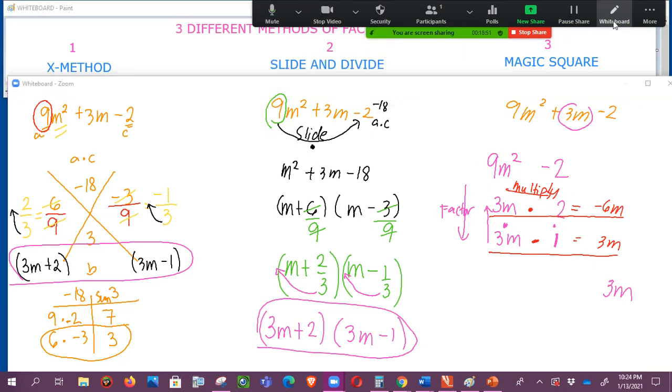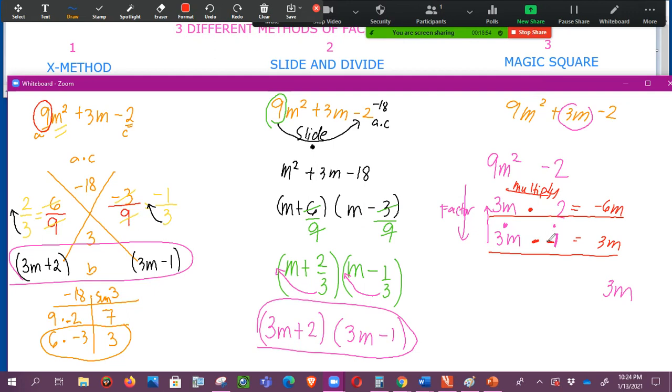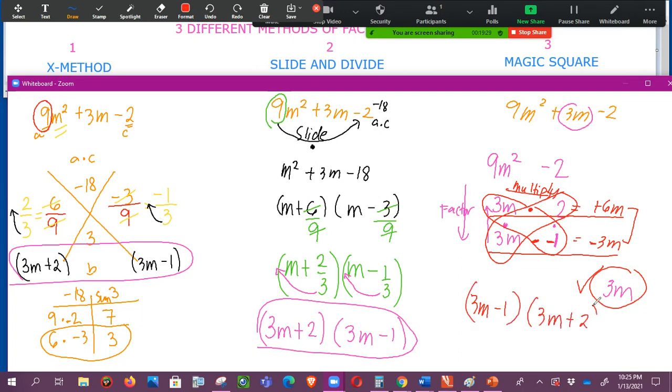Now going back, I'll change the sign and instead it would be negative 1. So this would be negative 3 and this would be positive 6. So you can switch the position of your factors and even the sign. So 6 minus 3 will give us positive 3. So our determinant or the middle term is correct. So therefore, our factors are 3m minus 1 and 3m plus 2. So same answer that we had here.